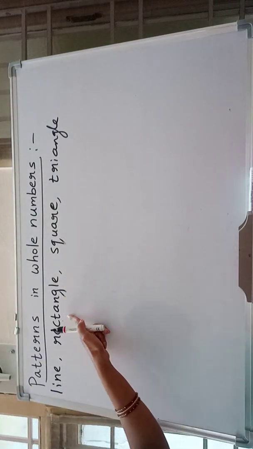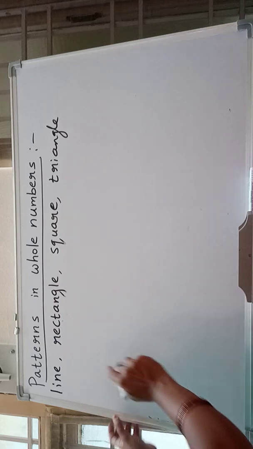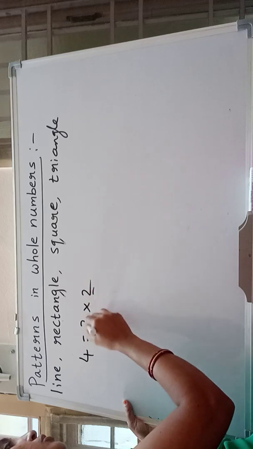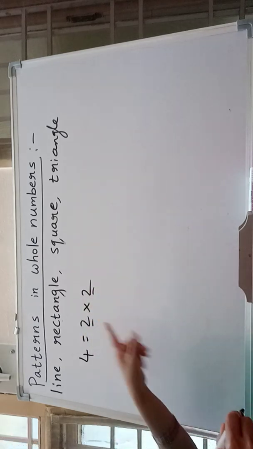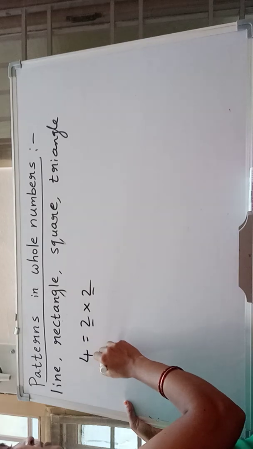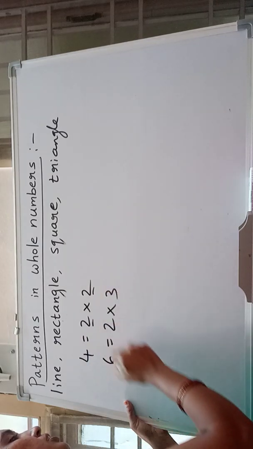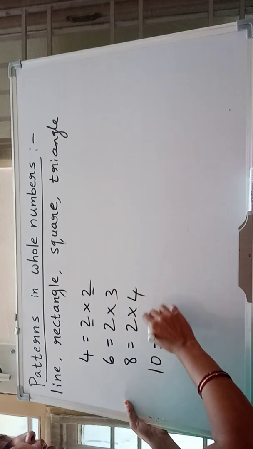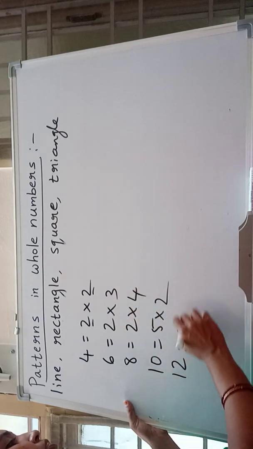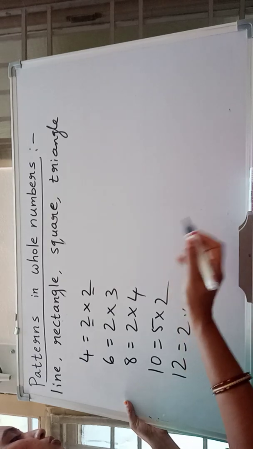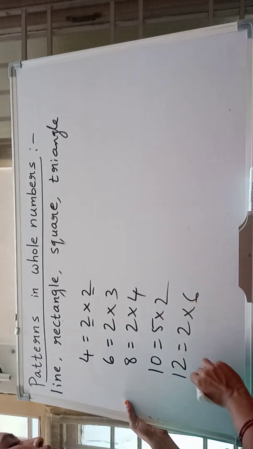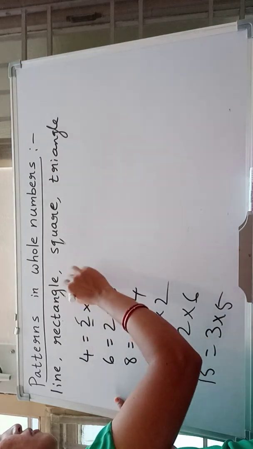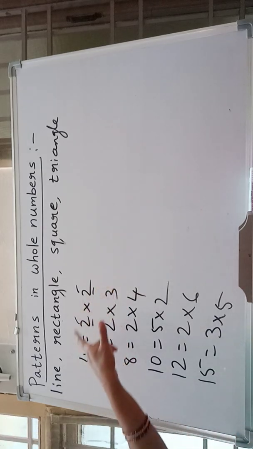Now, which numbers can we show in rectangular shape? If we can write the number as a product of two numbers without using 1, for example 2 into 2. If it is 6, 2 into 3. If it is 8, 2 into 4. If it is 10, 5 into 2. If it is 12, 2 into 6, or 6 into 2, or 4 into 3. If it is 15, 3 into 5. Many ways are there. If we can express it as a product of two numbers without using 1, then a rectangular shape is possible.